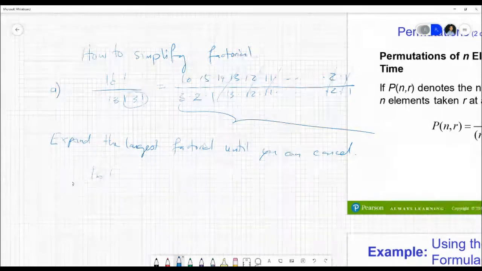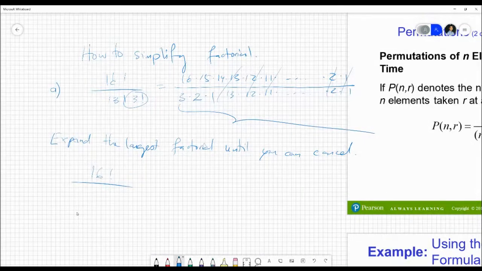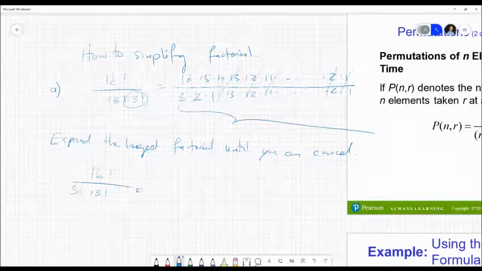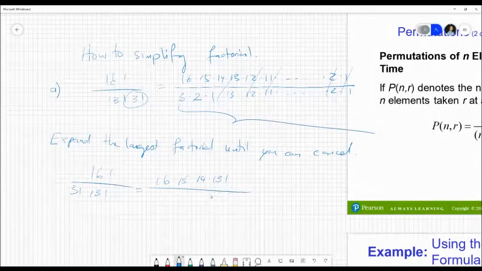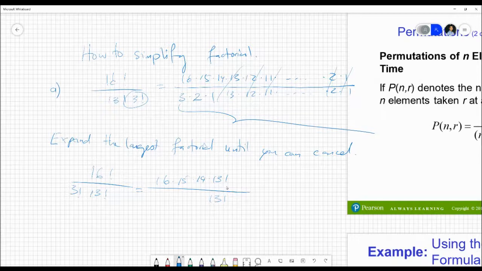So what I mean by that: 16 factorial here can be canceled with 13 factorial. So I'm only going to expand my largest number, in this example 16. And I'm going to stop at 13 because now I can cancel the 13 factorial. 3 factorial I can expand, and this time I can simplify with something in the numerator. So 3 and 15 can go by 3, 16 and 2 can go by 8. So now my answer is 8 times 5 times 14. Okay?